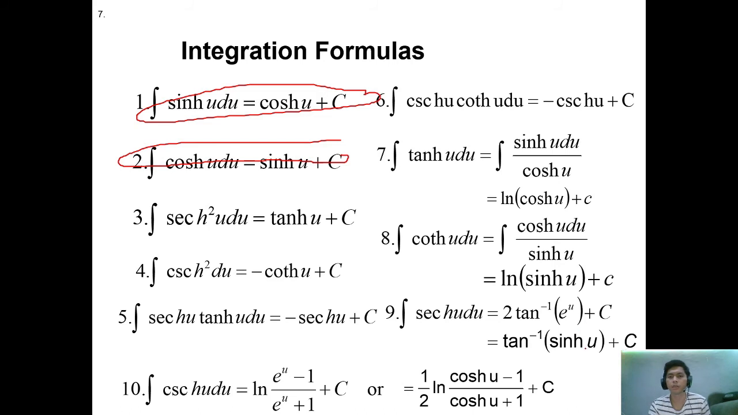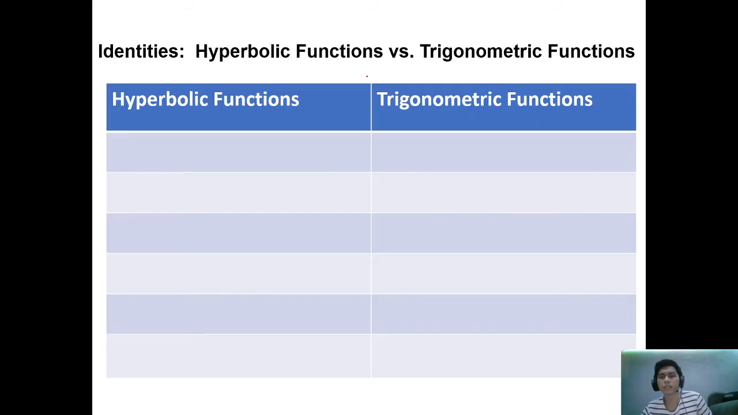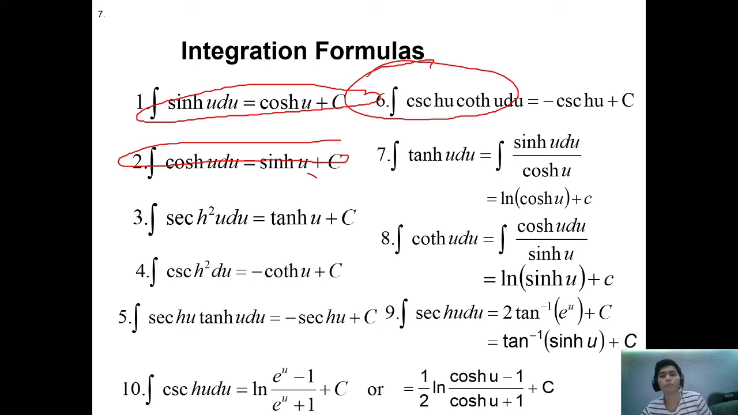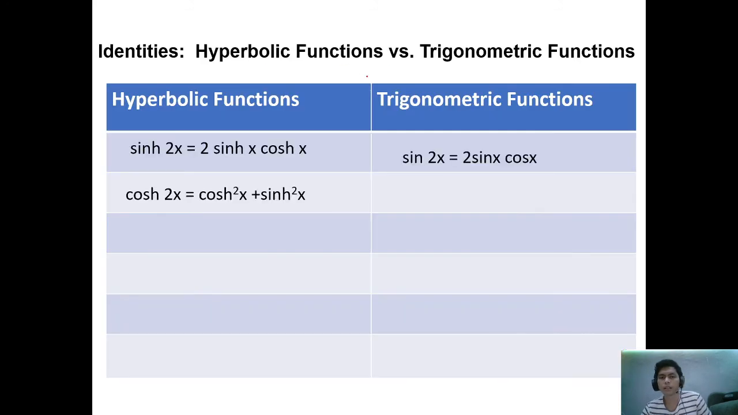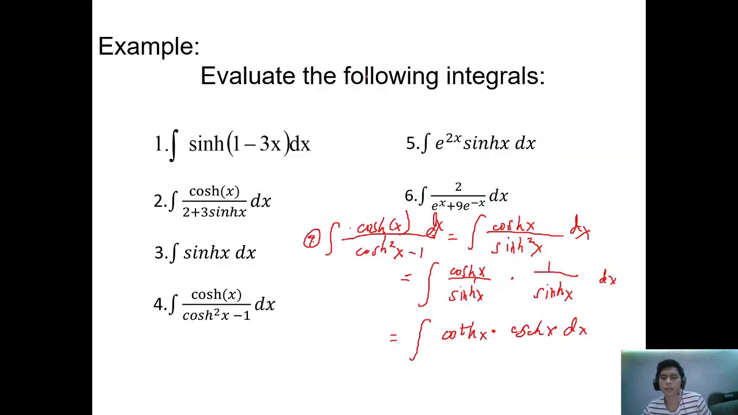That's number 6. So according to number 6, csch u coth u du is equivalent to negative csch u plus c. Therefore, this is negative csch x plus c, and that is our final answer.